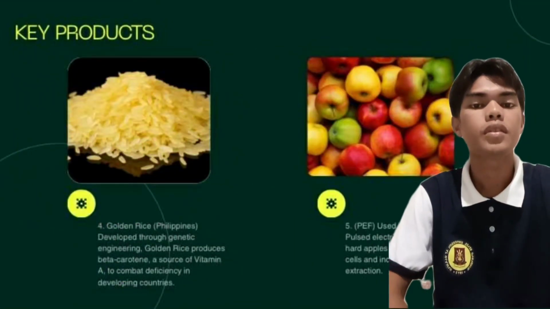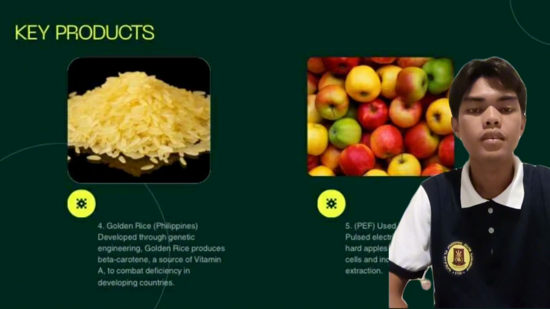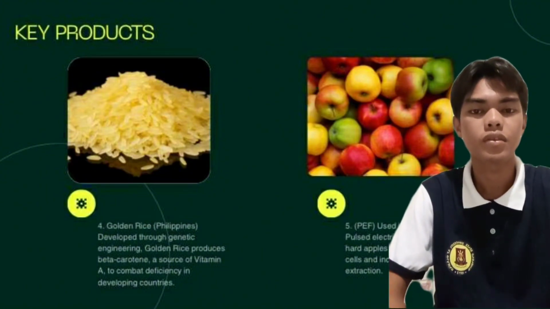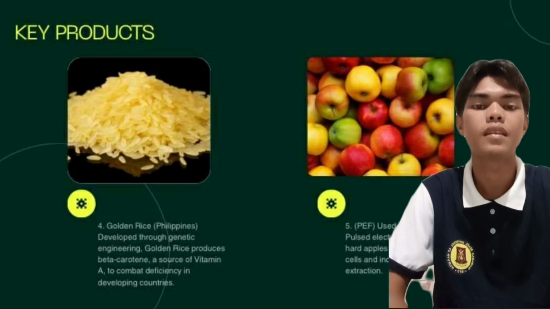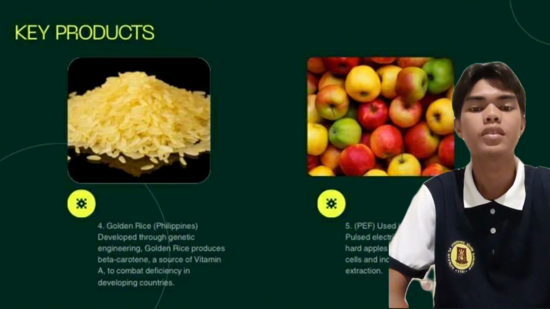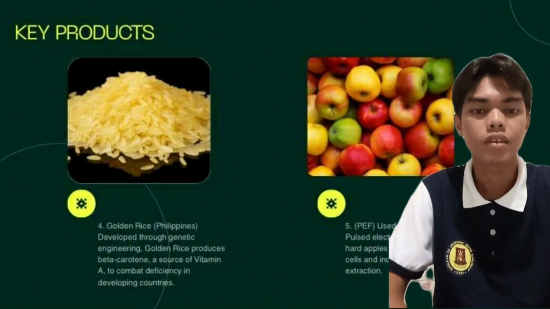Next is the golden rice in Philippines. It is developed through genetic engineering. Golden rice produces beta-carotene, a source of vitamin A to combat deficiency in developing countries. This beta-carotene is converted into vitamin A by the human body. Golden rice helps combat malnutrition and childhood blindness caused by vitamin A deficiency.